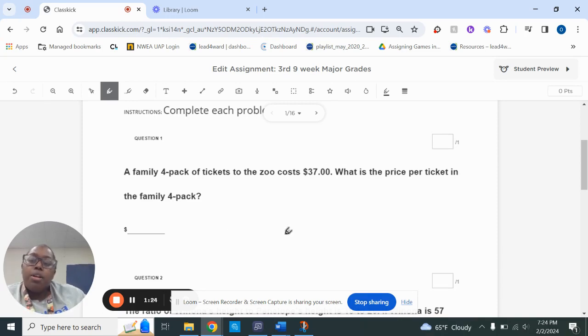So you already know what we do. The first thing is, what are we looking for? Well, in this case, I'm looking for price per ticket. Now, per ticket, how many tickets am I talking about? I'm specifically talking about one ticket. So how are you going to go about finding the price of one ticket? That is for you to decide.